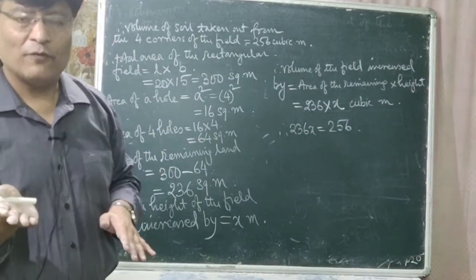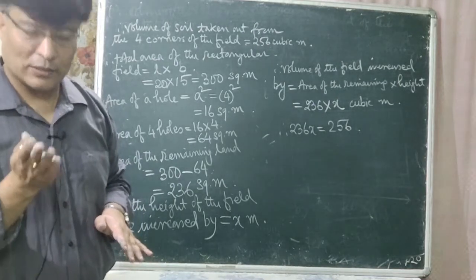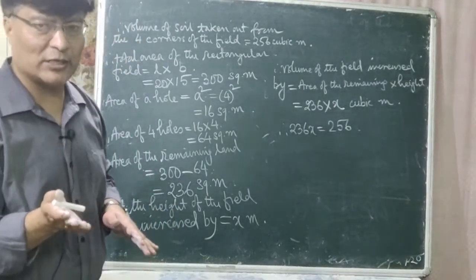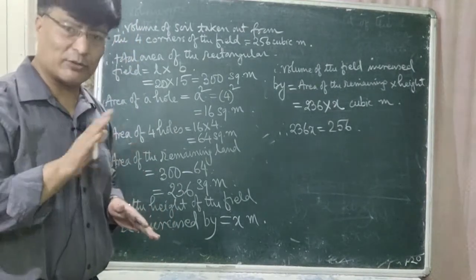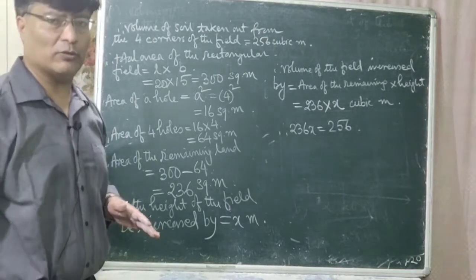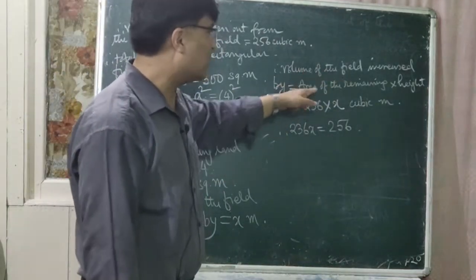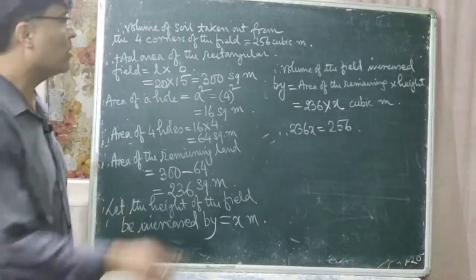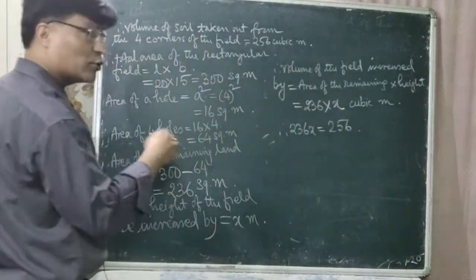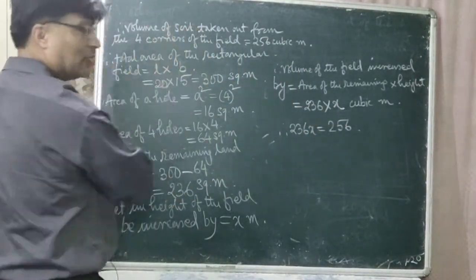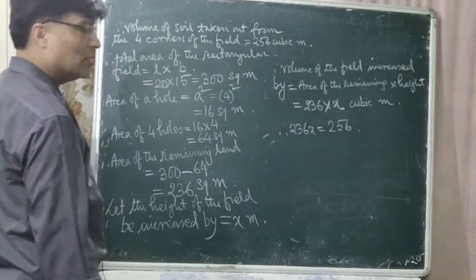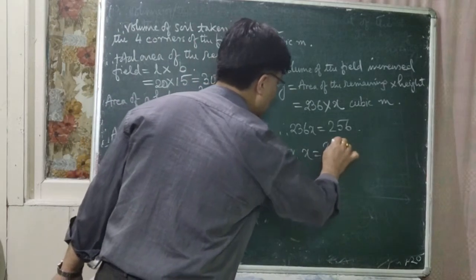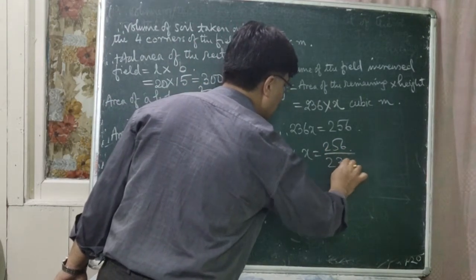त्यो माटोले गर्दा त्यो field को volume बढेको हो, ओके? त्यो field को height बढेको, ठीक छ, त्यो माटोले गर्दा नै त्यो field को height चाहिँ बढेको. So what is the volume of the field increased by? That is area of the remaining land into height, that is 236 into x. Is that clear? So यो 236 into x पनि volume of the soil हुन सक्छ, यो पनि volume of the soil भनेपछि यो दुईटा equal हुनु पर्छ. That is 236x is equal to 256, so x is equal to 256 divided by 236.